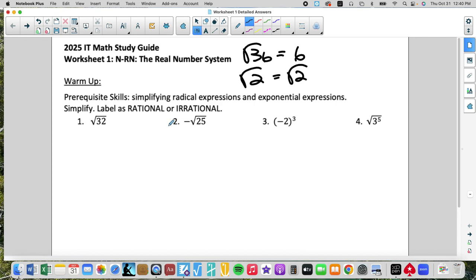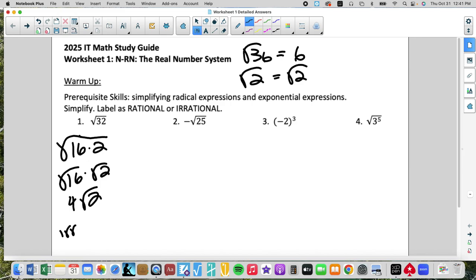That is not a perfect square, but it has factors within it that are perfect squares. 16 times 2 equals 32. And I can break that up because we can break up radicals being multiplied or divided. So I'm going to separate those into their own radicals. Square root of 16 is 4, and we get 4 rad 2, and that is irrational. So we simplified, and then we categorized it, labeled it as irrational.